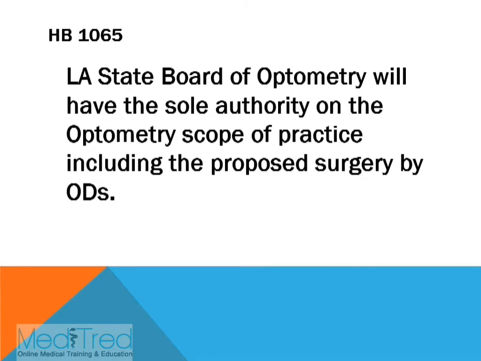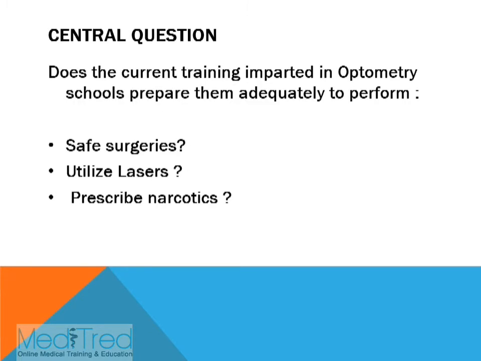Now here is the kicker. According to this bill, the Louisiana State Board of Optometry will have the sole authority on the optometry scope of practice, including the proposed surgery by optometrists, which essentially means once this bill becomes law, optometrists in the state of Louisiana don't need to come back to the legislature. They will be excluded from all medical boards. Their optometry board can decide what they can or cannot do. Tomorrow they say that they can do cataract surgery and that they have required training in cataract surgery. Lo and behold, they can start performing cataract surgery, and no one else can say anything about it.